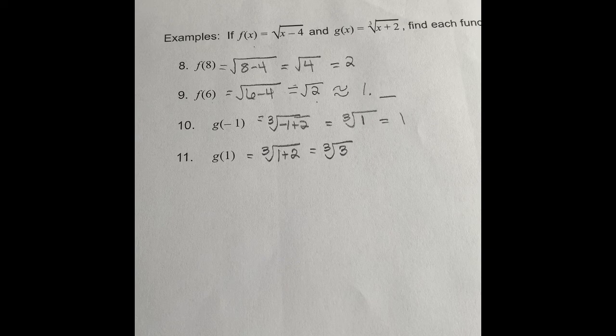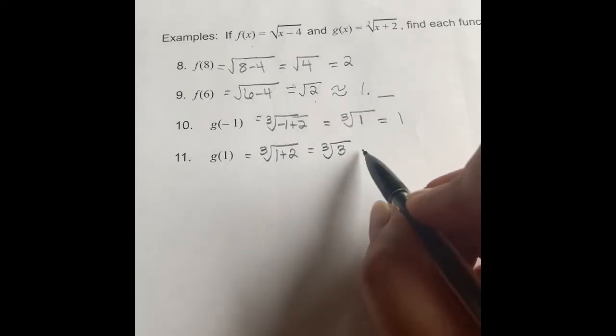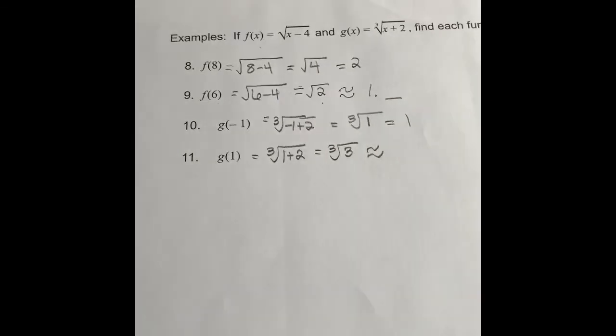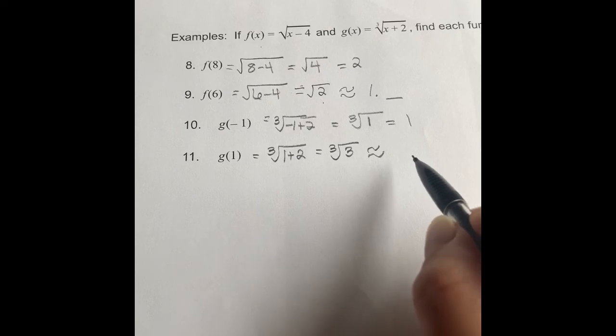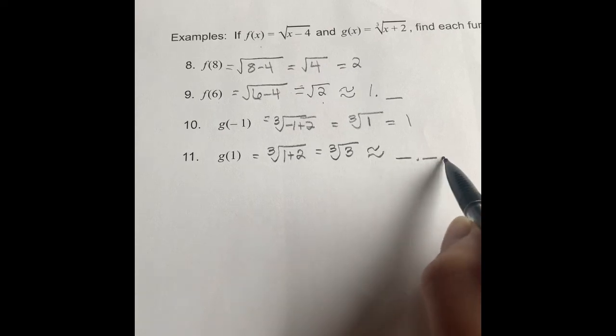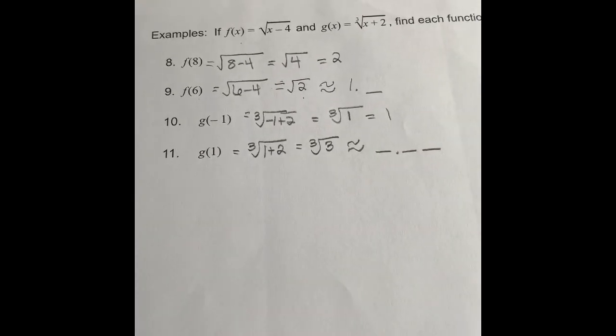And again, if they just say the word simplify or the exact value, then the cube root of 3 would just be your answer. That's what you would type in. If they ask for the approximate answer, you're going to want to type in the cube root of 3 and then just round that to however many decimal places they ask you to.